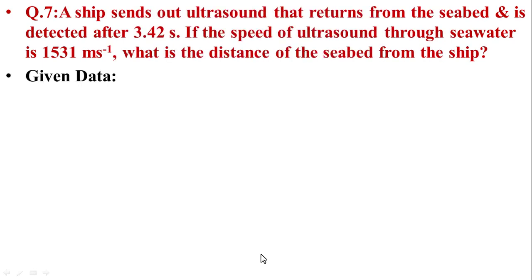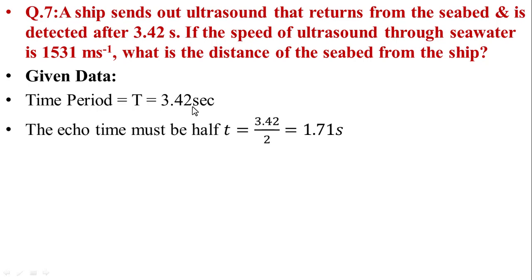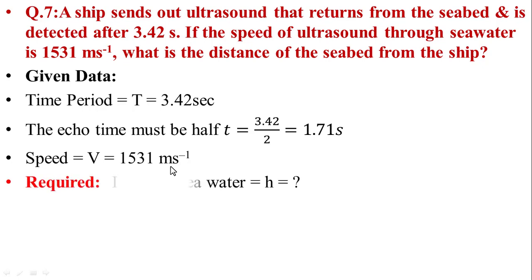In another method, we can solve this numerical. First of all, write the given data. In the given data, time period T is equal to 3.42, and the echo must be half the time. So T is equal to 3.42 divided by 2 is equal to 1.71 seconds, and speed V is equal to 1531 meters per second. Required: the depth of water H is equal to question mark.